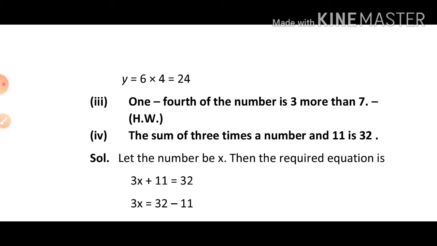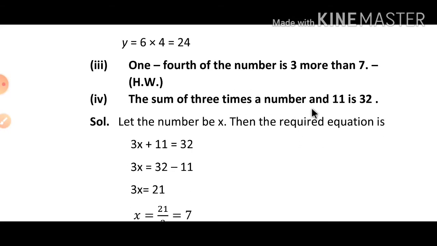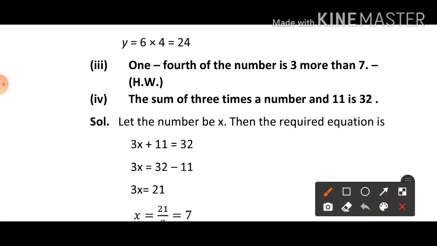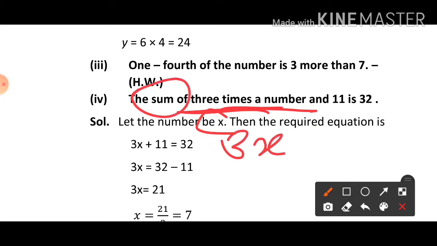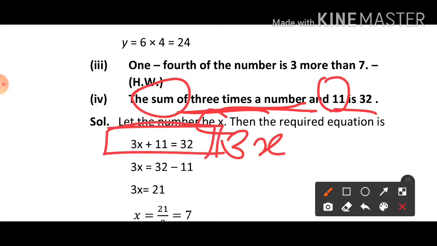The sum of 3 times a number and 11 is 32. 3 times a number means multiplication. Let the number be x. 3 times means 3 multiply x. It means if we add 3x and 11, you will get 32. So 3x plus 11 is equal to 32 is the equation.